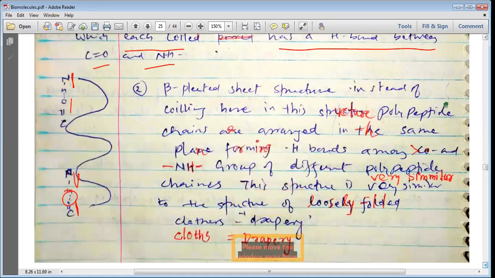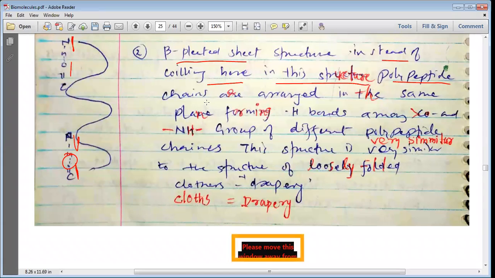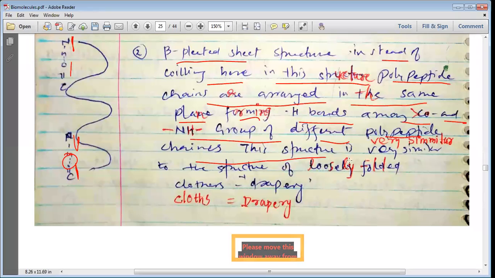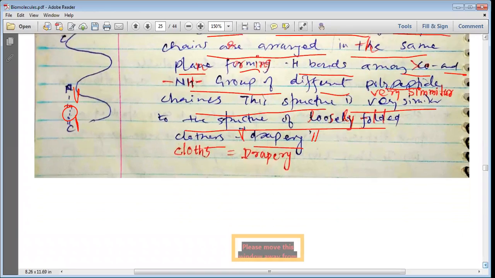Now, my dear students, we are going to study the beta-pleated sheet. In the beta-pleated structure, instead of coiling, the polypeptide chains are arranged in the same plane, forming hydrogen bonds between the C double bond O and NH groups of the different polypeptides. The chains in this structure are very similar to loosely folded cloth, or we can call it drapery. Please pay attention, my dear students.